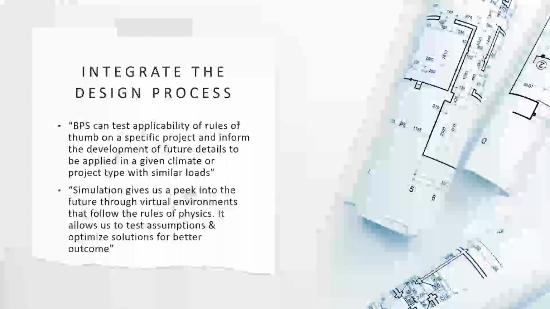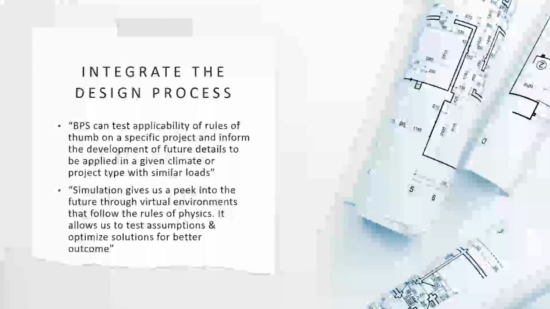And simulation gives us a peek into the future through virtual environments that follow the rules of physics. Again, this is misleading. The rules of physics are whatever we decide them to be. Okay, so that's how accurate it is. And that comes from a data science theory called GIGO, garbage in, garbage out. So if you put bad data into your engine, no matter what you do, you're going to get bad results. So data integrity is key. And so being able to control the virtual environment and mimic it as real as possible, you determine the rules and you have to be aware of that because you have bias. You can offset those and it can have impact on your analysis.